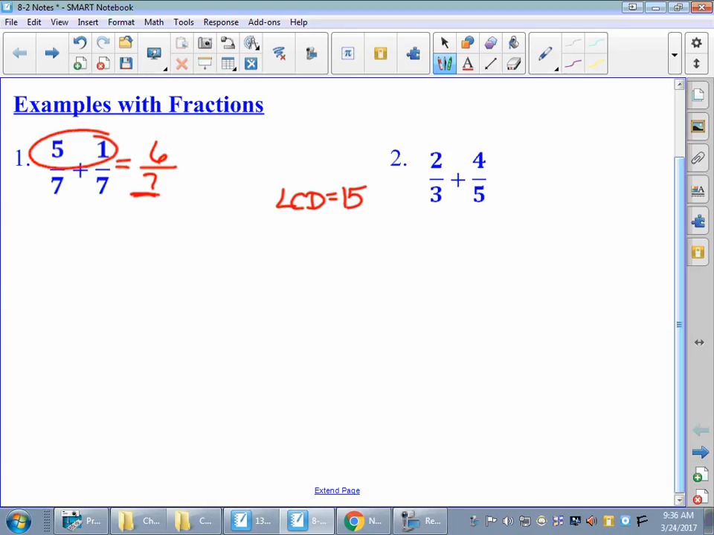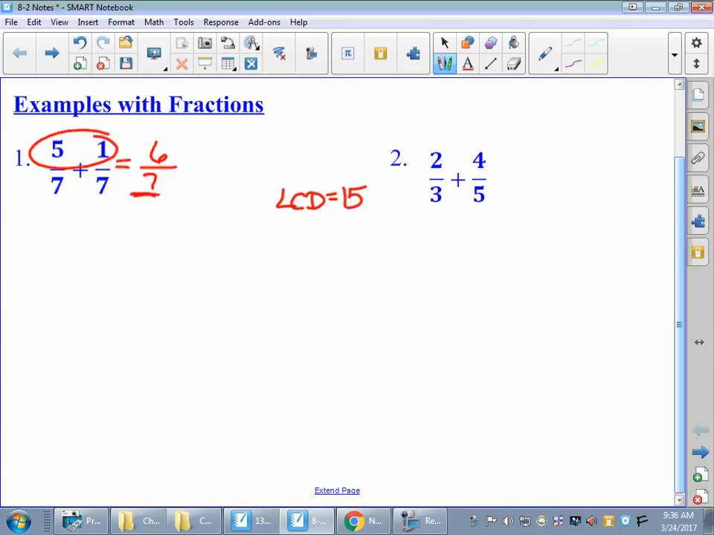Now, the reason we're looking for the smallest number is you don't want to have to reduce later on. They both go into 30, they both go into 300 or 60, but then you're going to have to simplify your fraction later on. So there's a benefit of finding the smallest number that they both go into. And so the least common multiple or least common denominator is 15.